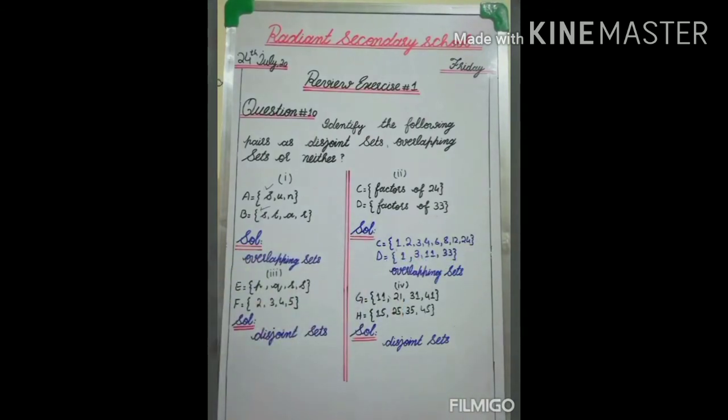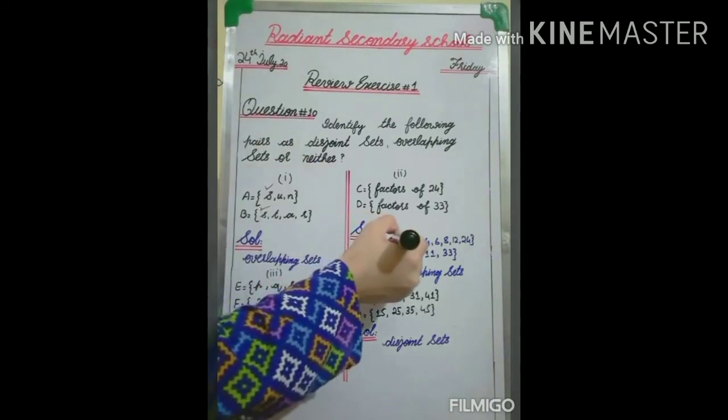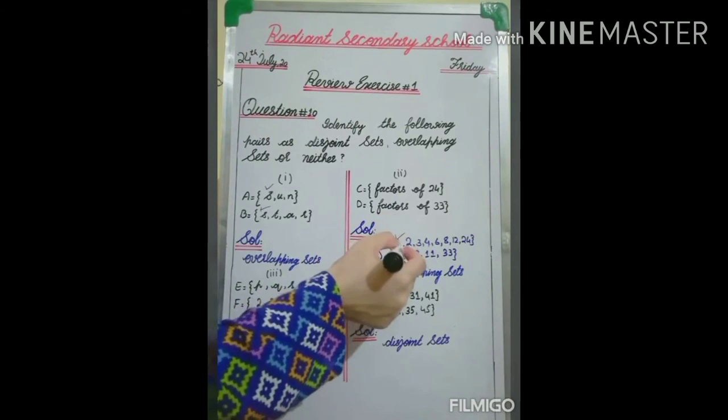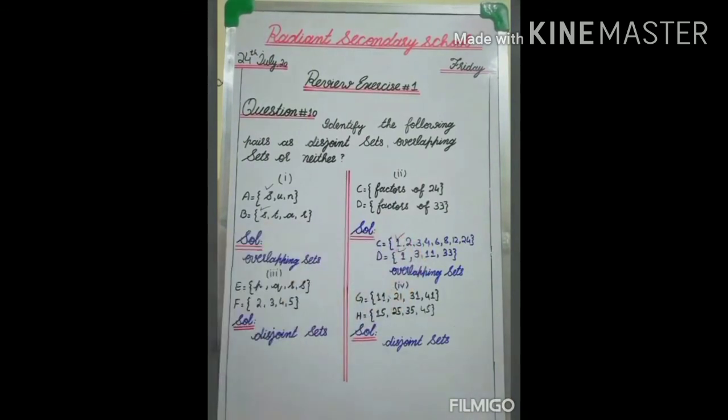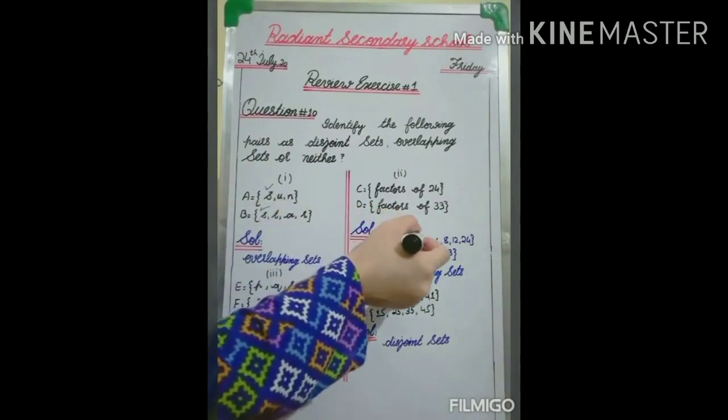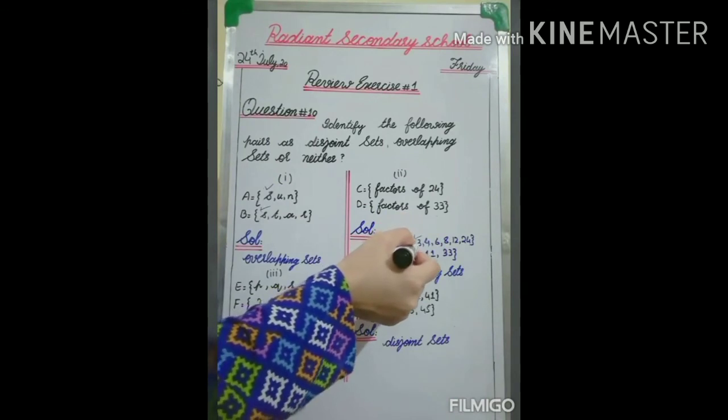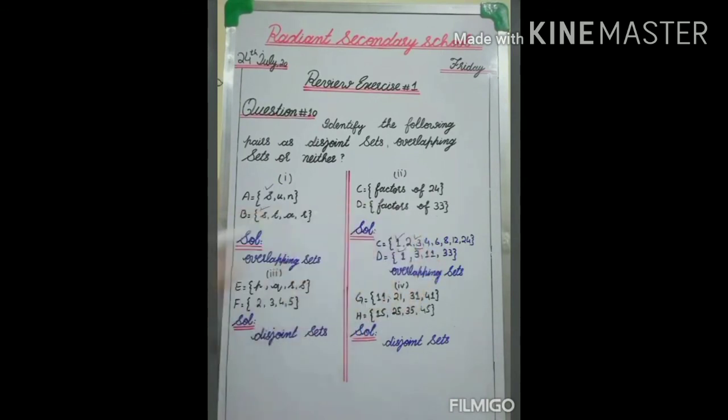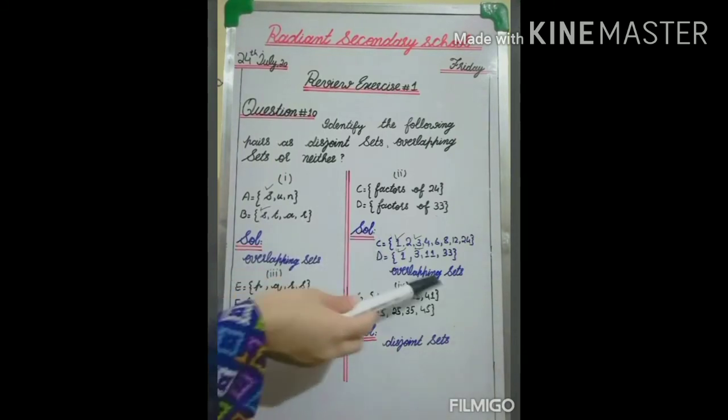Now we have to check the common elements. 1 is common. Yes, 1 is present in set C and 1 is also present in set D. 3 is common. Yes, 3 is present in set C and 3 is also present in set D. Students, you can see in sets C and D some elements are common and some elements are uncommon. So these sets C and D are overlapping sets.